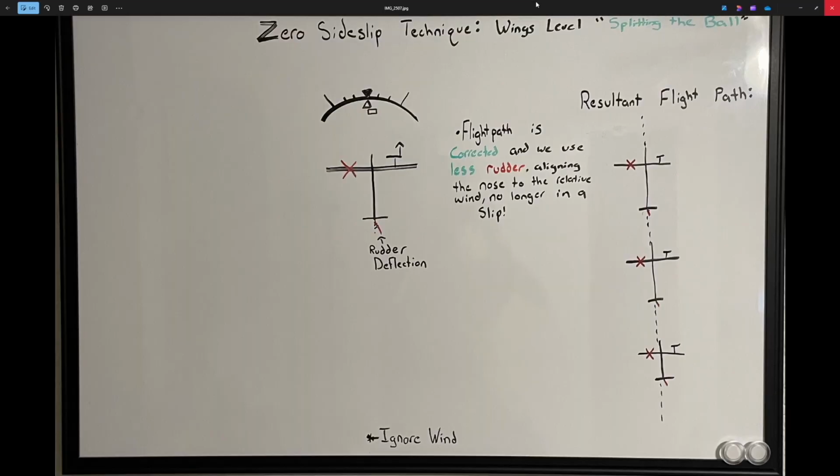Now, if we were to keep the wings level and split the ball, we call this splitting the ball. What would happen is we use a little bit less rudder than was needed to fully center the ball here. We use right rudder in this case. As you can see, it's much less rudder deflection, and in turn, we align our nose with the relative wind and our flight path. The flight path is corrected, and we use less rudder, no longer putting us into a slip, which means less drag for us.